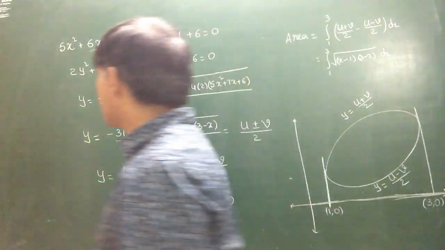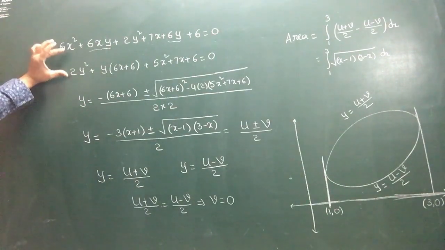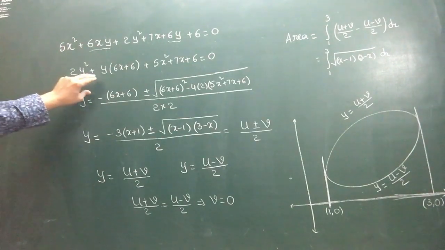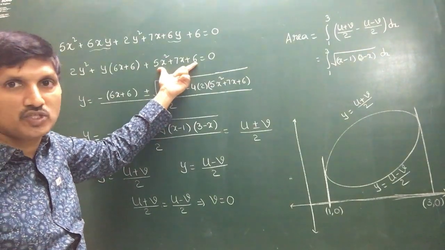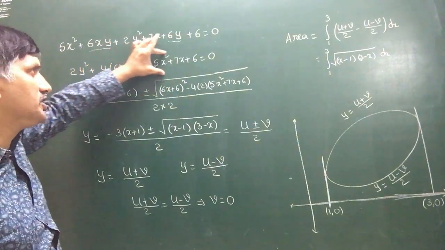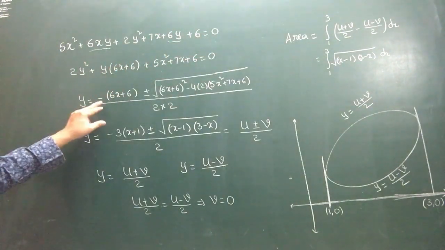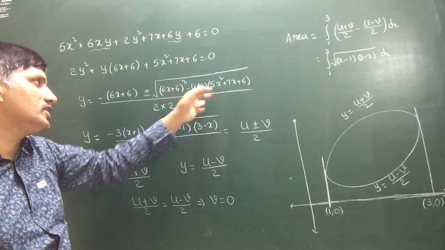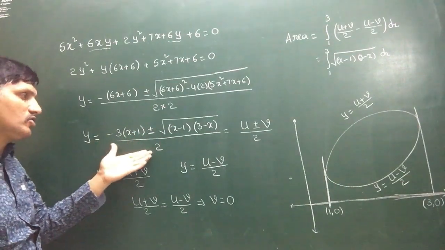So what we are going to do here, this is the given curve equation. The given curve I converted into a quadratic equation in y. In the y square term, the y term, and the constant term we are treating this one, right? So it is a quadratic equation in terms of y. Now I am finding y is equal to minus b plus or minus square root of b square minus 4ac divided by 2a. Now from this we got y is equal to this one.